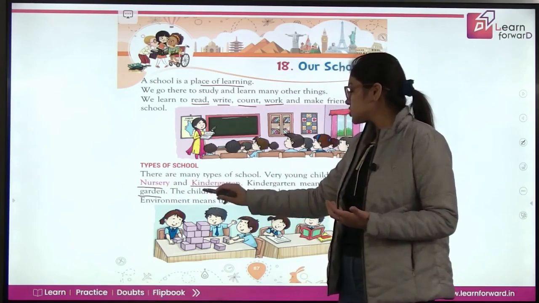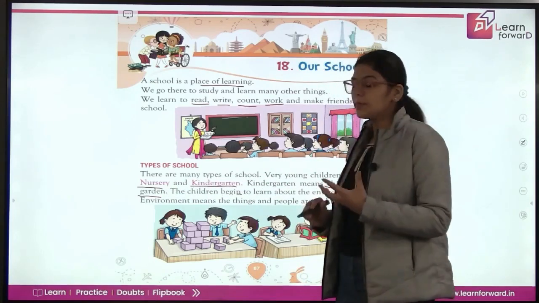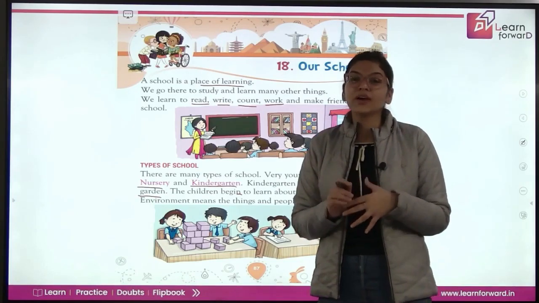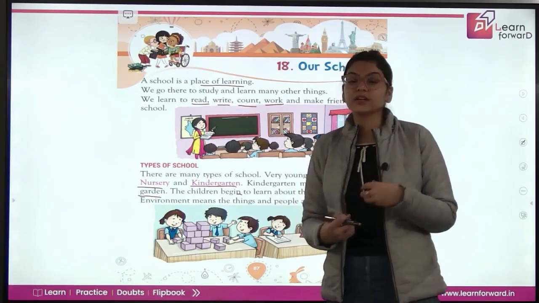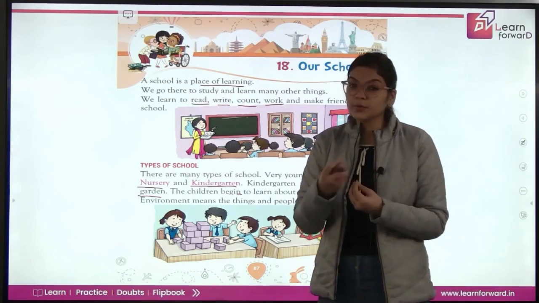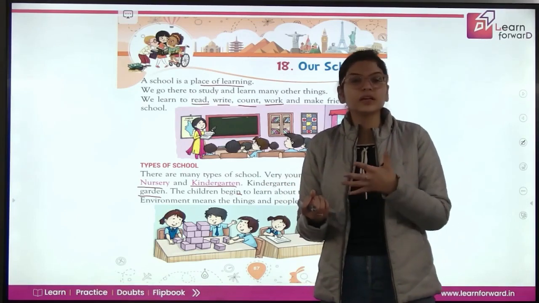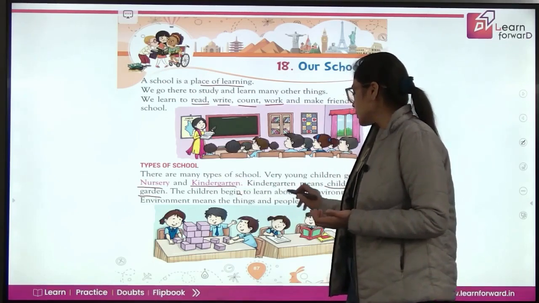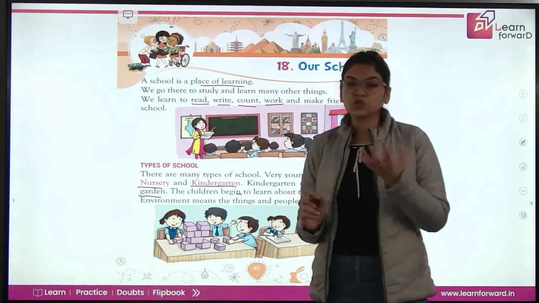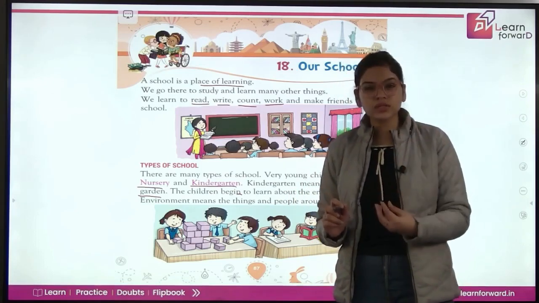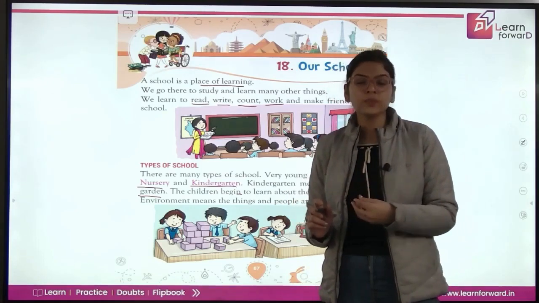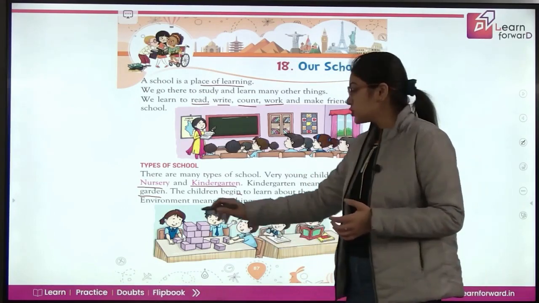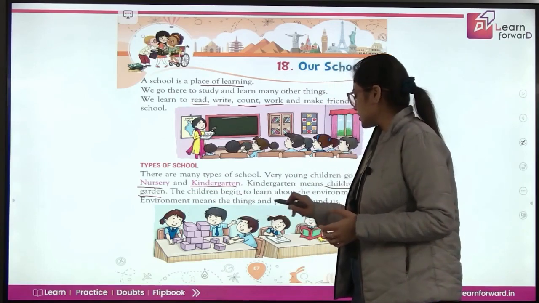Now the children begin to learn about the environment. वहाँ पे हमें environment के बारे में पता लगता है. सबसे पहले आपको छोटे से स्कूल में क्यों भेजा जाता है? ताकि आपको पता लग सके that you have to study. आपको चीज़ों के बारे में पता लग सके कि कैसा माहौल होता है या कैसा आसपास environment होता है जब आपको पढ़ना है. So जब children begin to learn about the environment, धीरे धीरे बच्चा उस चीज़ को कैप्चर करता है, नोटिस करता है that it is his schedule. He or she has to go to school in this environment and study there to learn new things. Environment means the things and people around us.